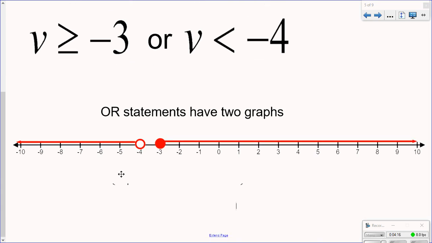Set builder notation, not that much different. I just go ahead and do like the V line and then write what I got. Okay?